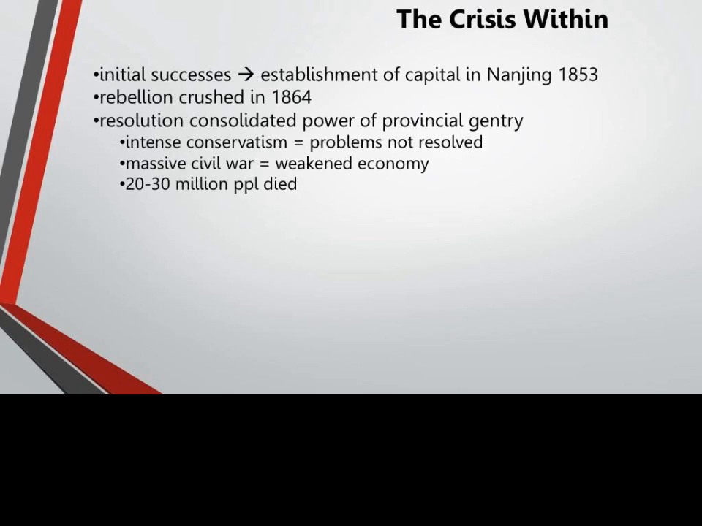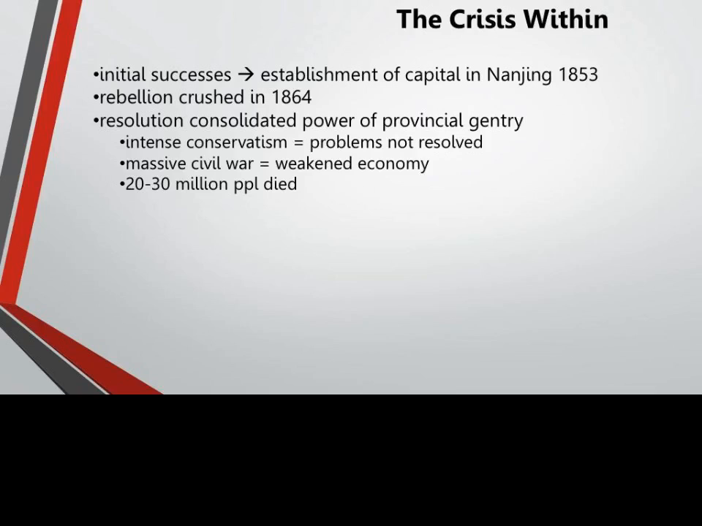Now, the initial successes led to the establishment of the capital in Nanjing in 1853. But ultimately, the rebellion was crushed by 1864. Now, the resolution of the Taiping Rebellion actually consolidated the power of the provincial gentry even more. The result was this intense conservatism. So China's problems actually weren't resolved.